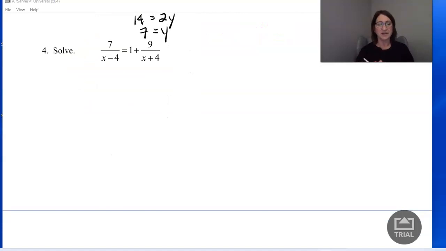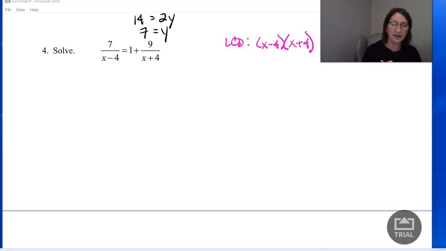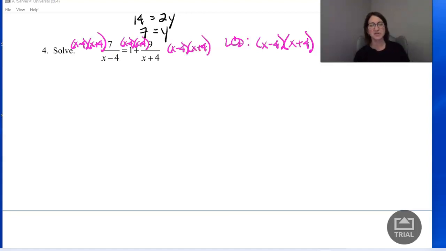So I've got, first thing I want to do is find my LCD. So my LCD for this problem is x minus 4, x plus 4. I'm going to multiply everything by that. Even this 1. And then the third one. I know it's a little squished in there.